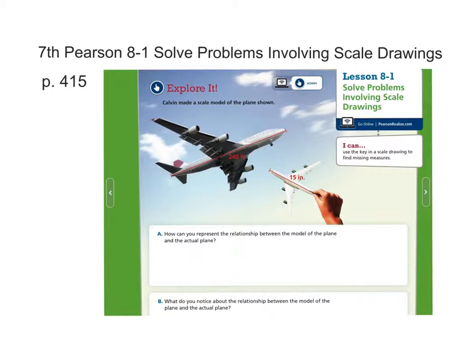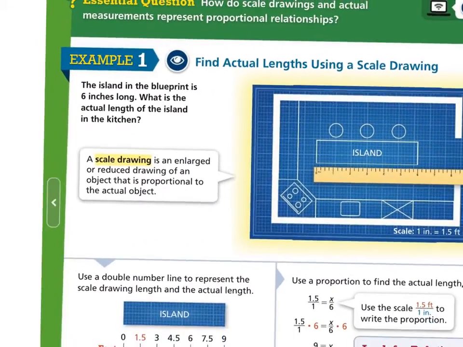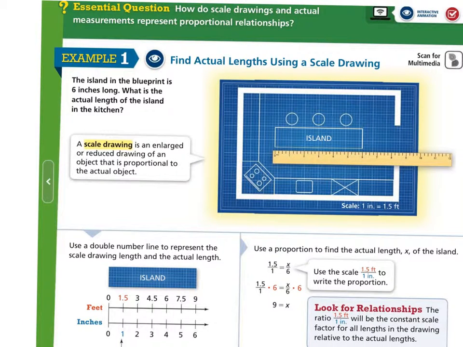But anyway, cases like that, cases like in science, sometimes there's things really small and we might really enlarge something like a cell or something like that so we can see better what it looks like. So if you look at example 1, we have an island in a blueprint that's 6 inches long. What is the actual length of the island in the kitchen?